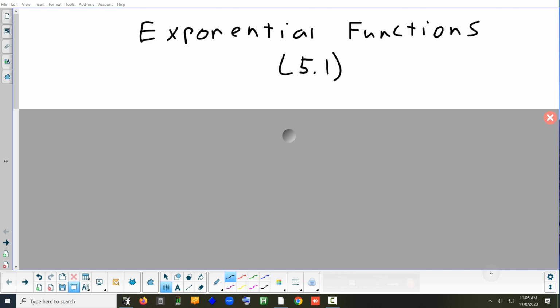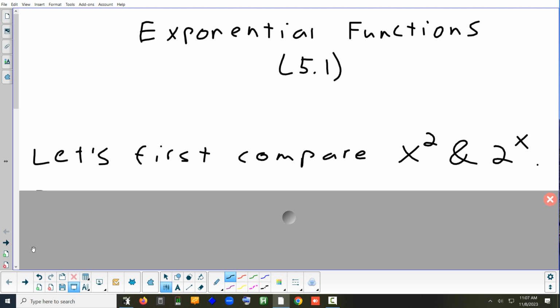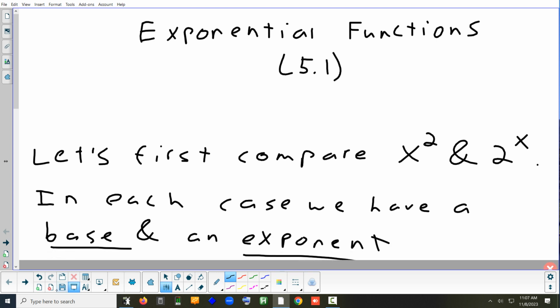So let's take a look at 5.1, which is on exponential functions. Let's just start by looking at the difference between x squared and 2 to the x. In each case, you have a base and you have an exponent. In the one that I just circled, which one is the base? X. And which one is the exponent? 2. Okay, so let me write that down.